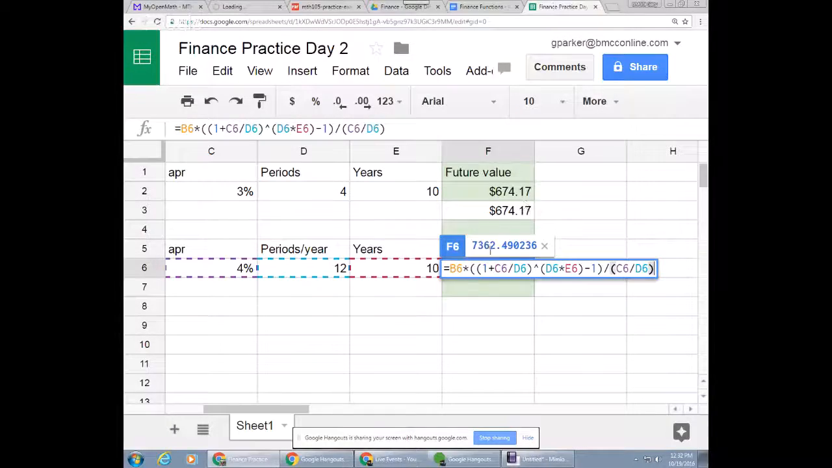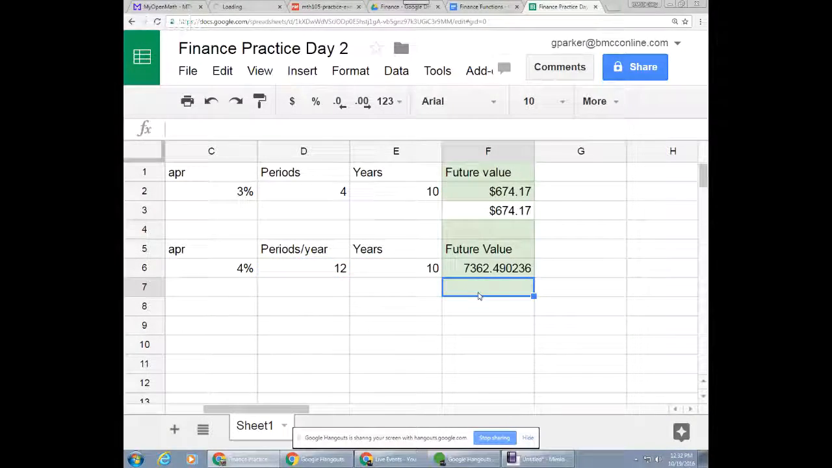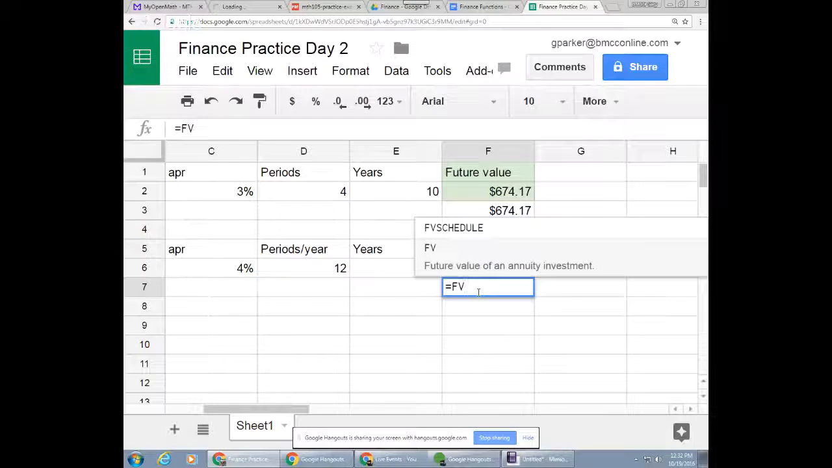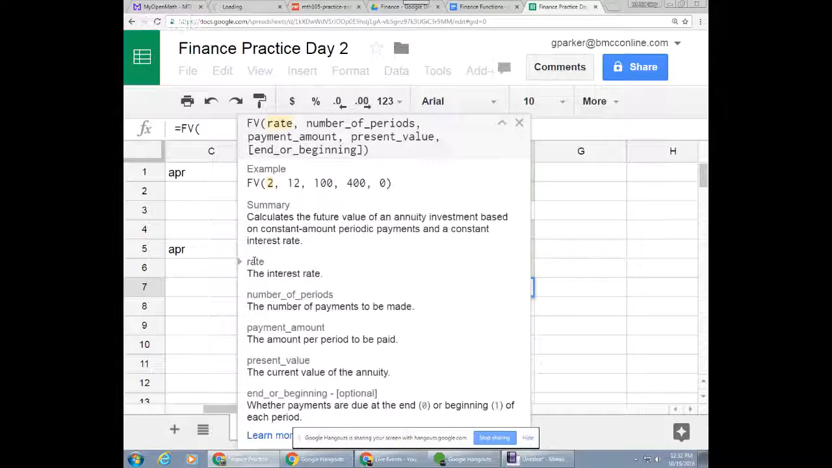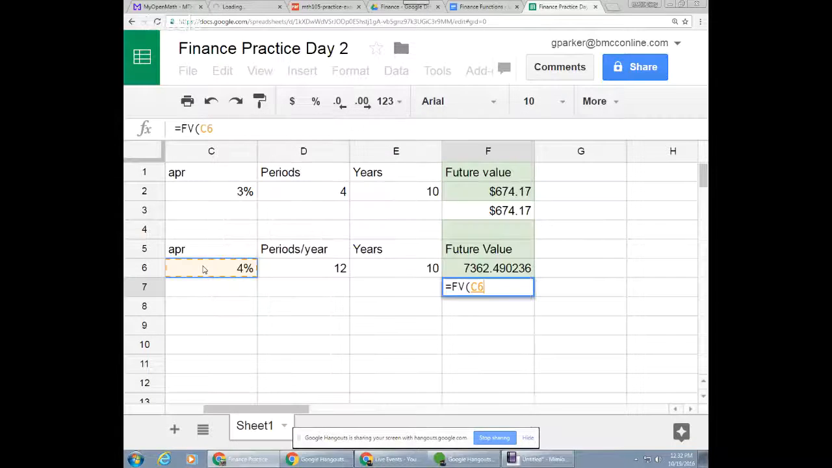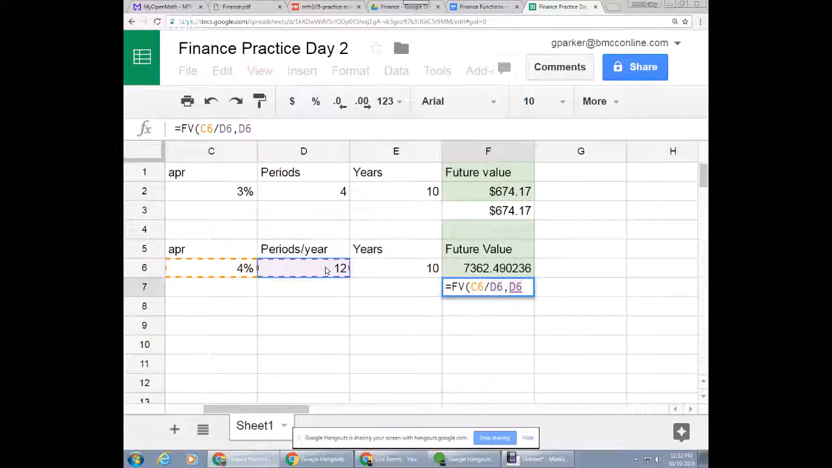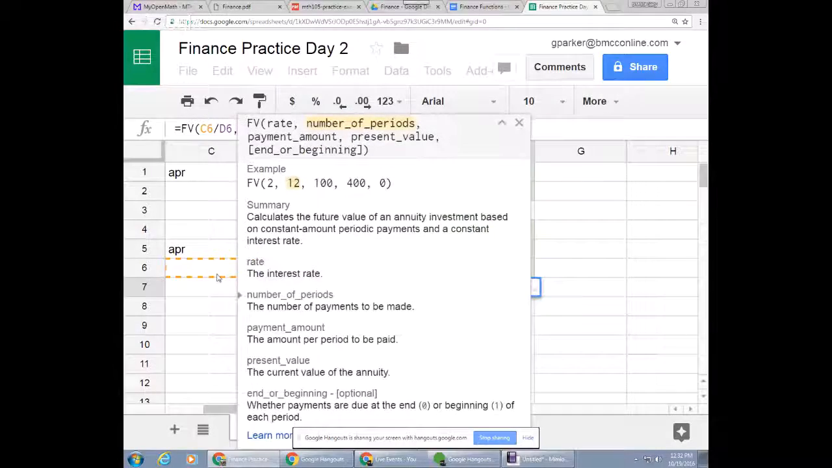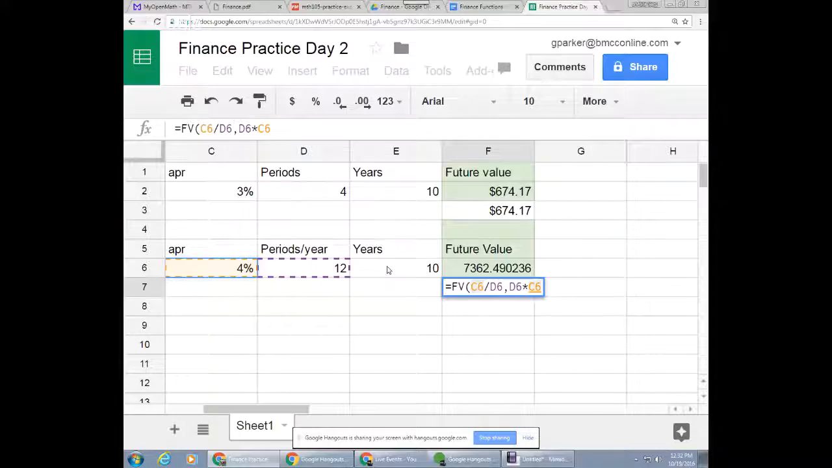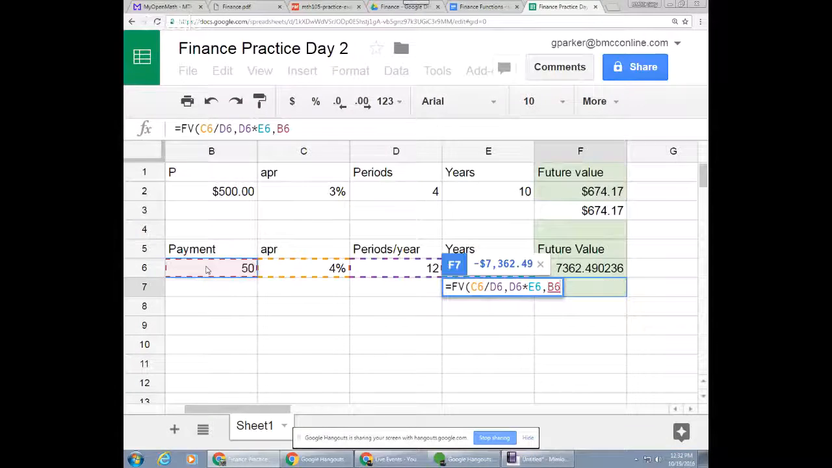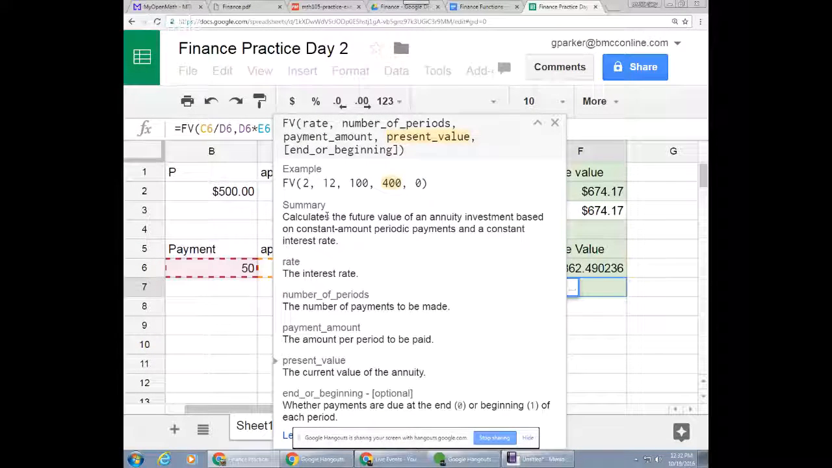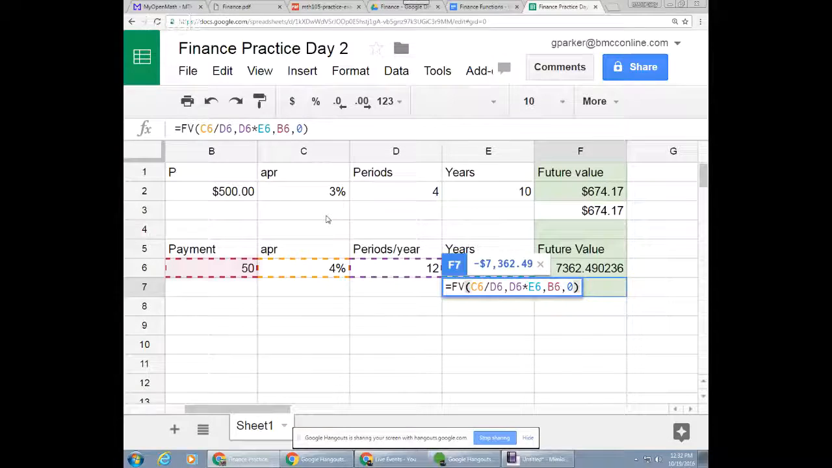All right, so the other version of the formula is the future value one, so I'm just going to double check future value. And it wants to know what my rate is. So that's my periodic rate, comma, number of periods is going to be the periods per year times the number of years. It wants to know what my payment is, and that was hidden off on this side of the screen. And then what's the present value? I'm starting off with nothing, 0.